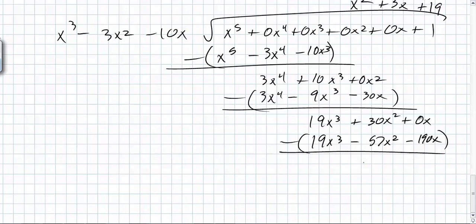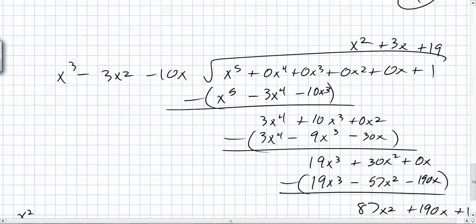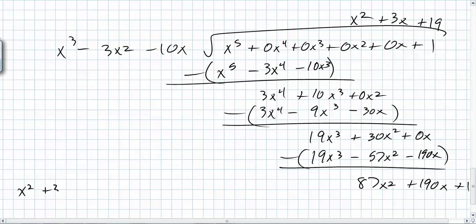So what are we left with? 87x squared. This is irrelevant actually, but you'll see why in a sec. Plus 190x, right? So what do you end up with? This fraction is equal to what? Plus 1. Yes, you're absolutely right. X squared plus 3x plus 19 plus 87x squared plus 190x plus 1 all over what?